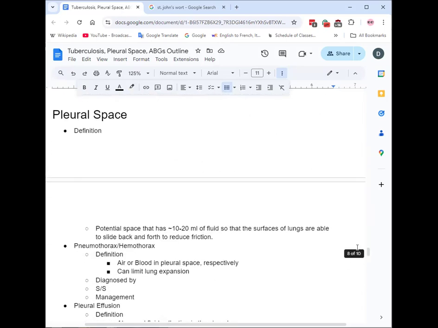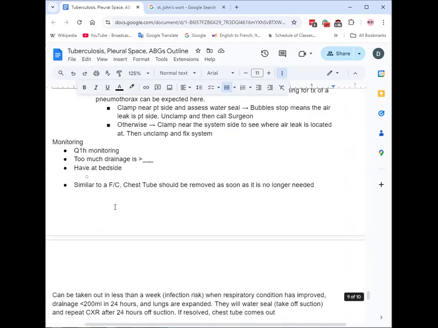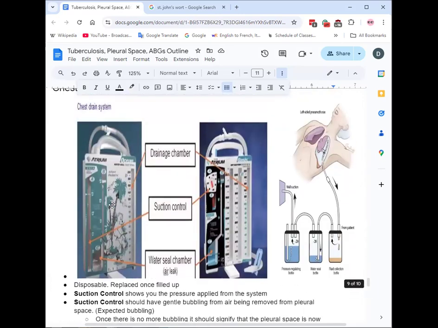All right, we're almost through with this one. Almost done, almost done. So then we're going to talk about the pleural space, because there's a lot of stuff here that deals with the pleural space.